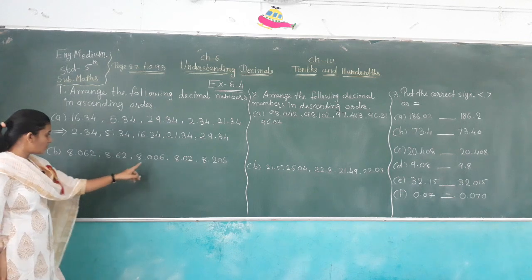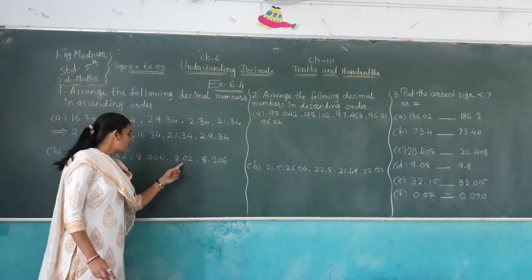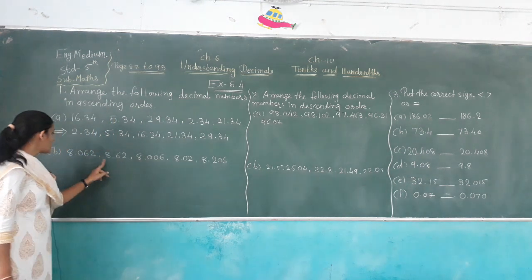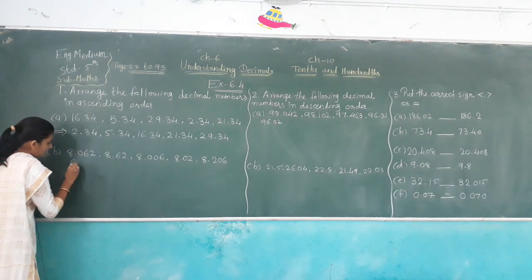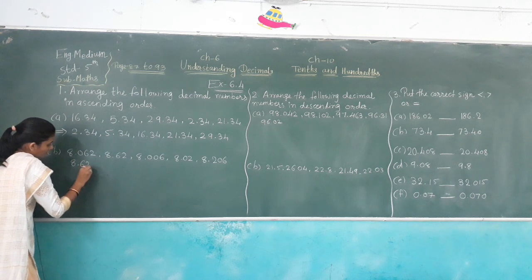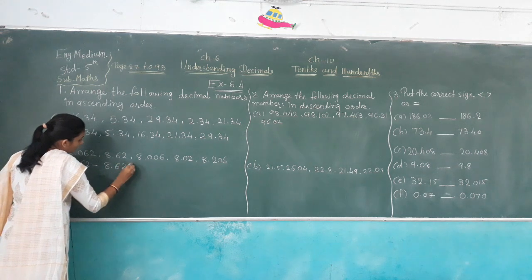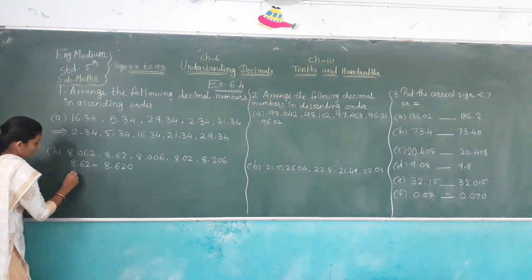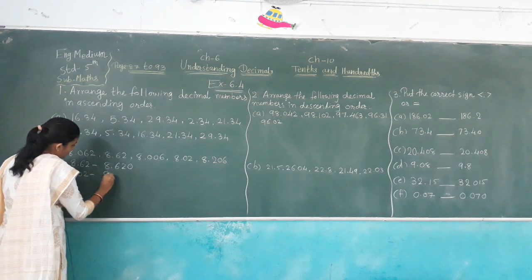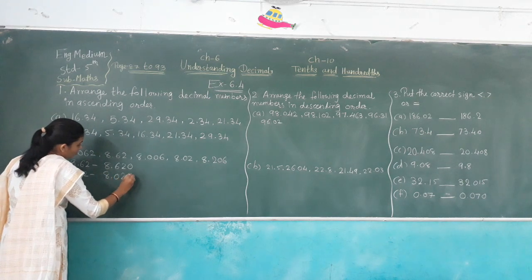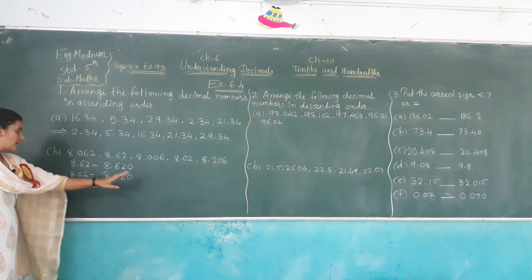If there are unlike decimals, first convert into like decimals, then arrange in ascending order. 8.123, 8.02 and 8.62 are unlike decimals. So first arrange it. 8.62 means 8.620. Then 8.02, so 8.020. Keep adding 0 to the right side.